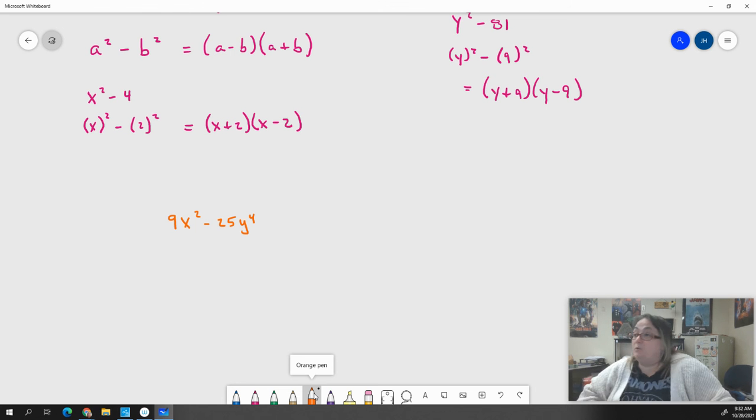These are both perfect squares. This is 3x squared minus 5y squared squared. Crazy, right? Because y to the fourth is just y squared times y squared. So my factors on this would be 3x plus 5y squared times 3x minus 5y squared.